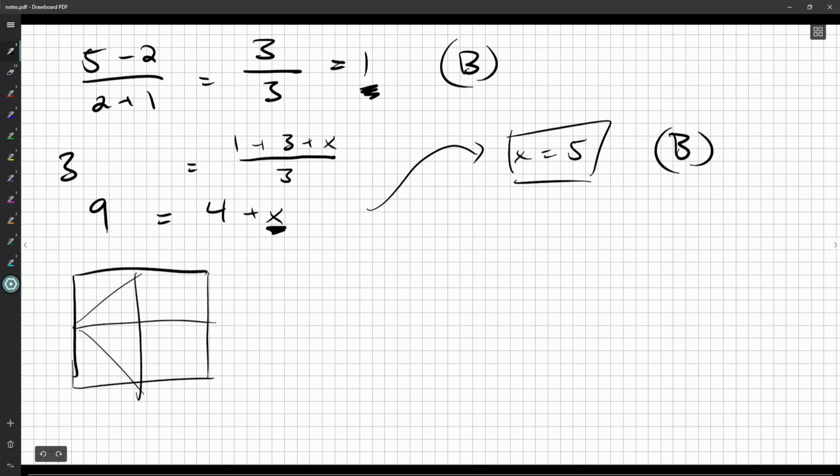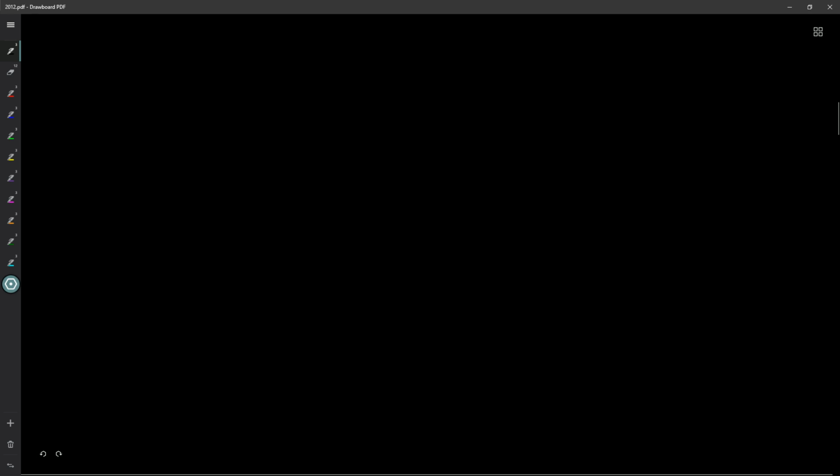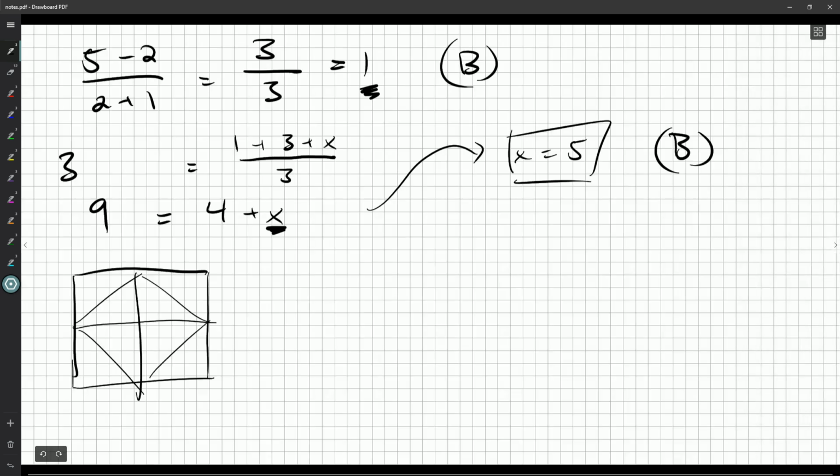I think it looks a little something like this. Let me just double check. Yeah. Okay, so what's important to see is the shaded things.